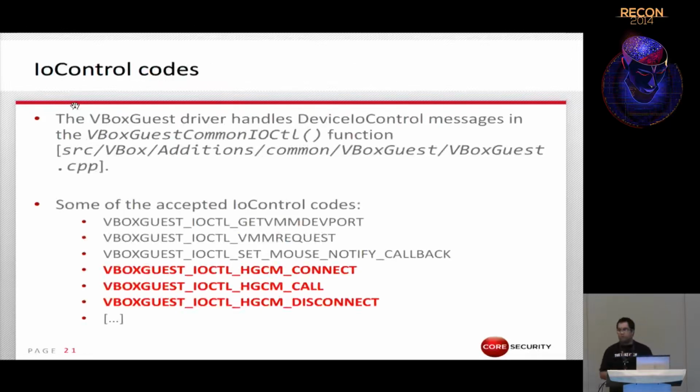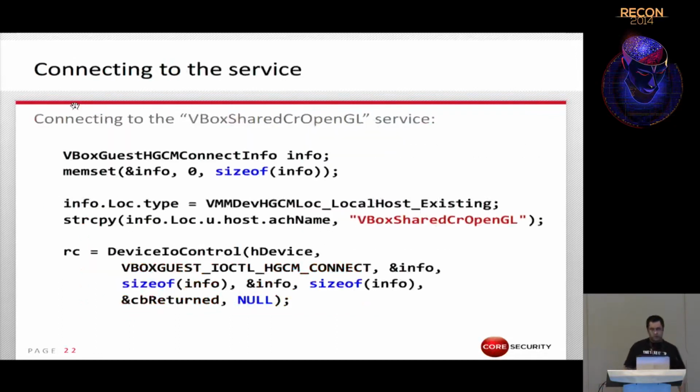And this VBox guest driver supports a bunch of IO controls, but we are going to focus only on the three ones which are highlighted in red. They are HGCM connect, HGCM call, and HGCM disconnect. This is how a Chromium client running inside the virtual machine can connect to the 3D acceleration service, which is exposed by the Chromium server. It will need to call device IO control in order to send an HGCM connect message, and it will specify the name of the 3D acceleration service in the input buffer. The name of the acceleration service is VBoxSharedCrOpenGL.